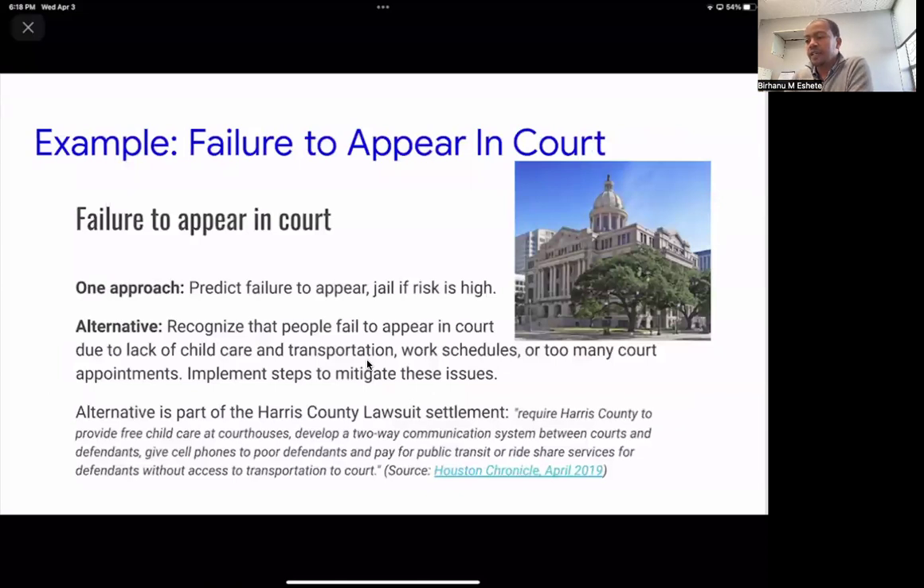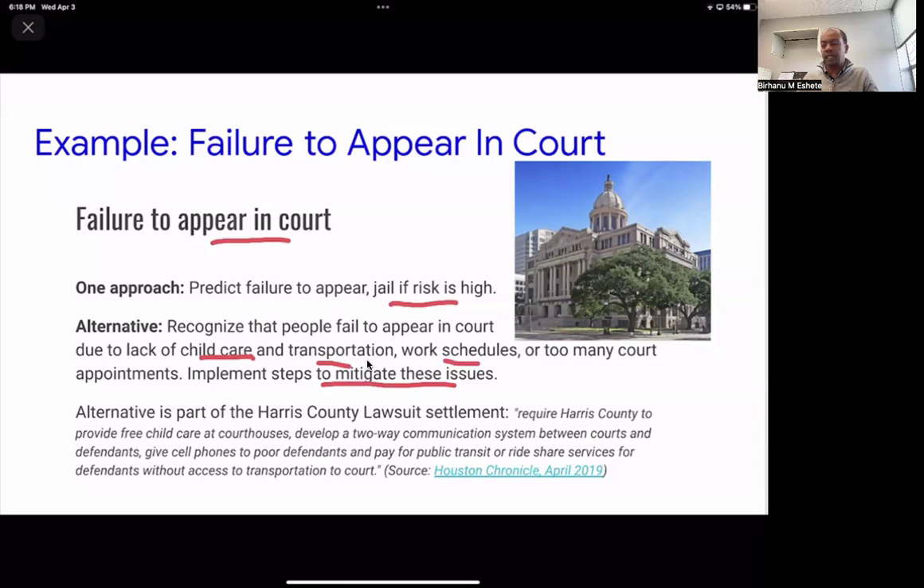So there's this notion of failure to appear in court, when the court sends you a subpoena and you don't come. One approach is you can predict failure to appear and jail if the risk is high, right? Take some legal consequences. And some jurisdictions try to use this in the United States. But the alternative could be to recognize that people fail to appear in court due to, let's say, lack of childcare, transportation, work schedules, or simply because they have too many court appointments. And instead, why not implement steps to mitigate this issue?